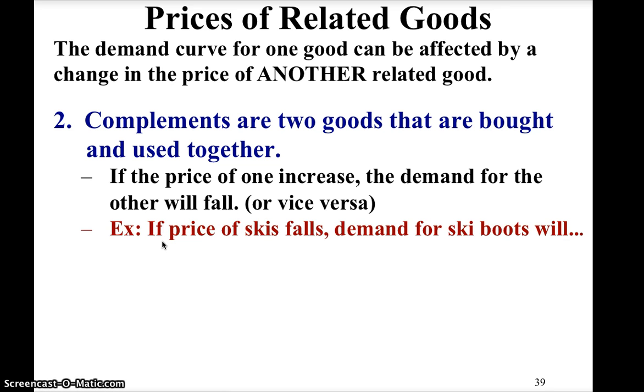So here's another example. If the price of skis falls, what's going to happen to the demand for ski boots? Skis and ski boots go together, and so they're complements. So if the price of skis falls, people are going to buy more skis, and they're going to need more ski boots to go with them, so the demand for ski boots will increase.